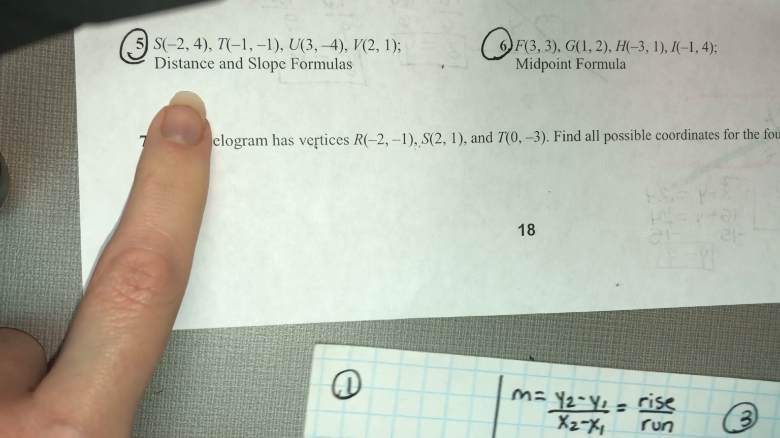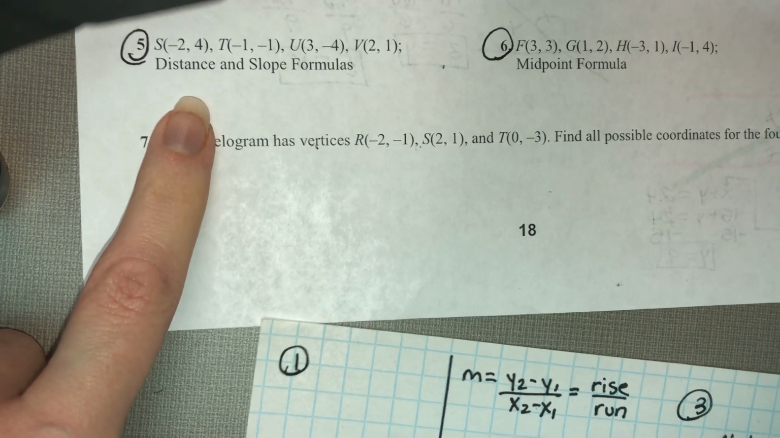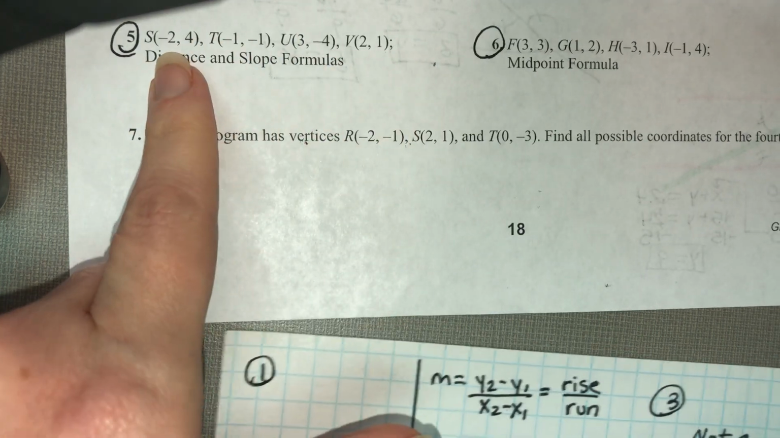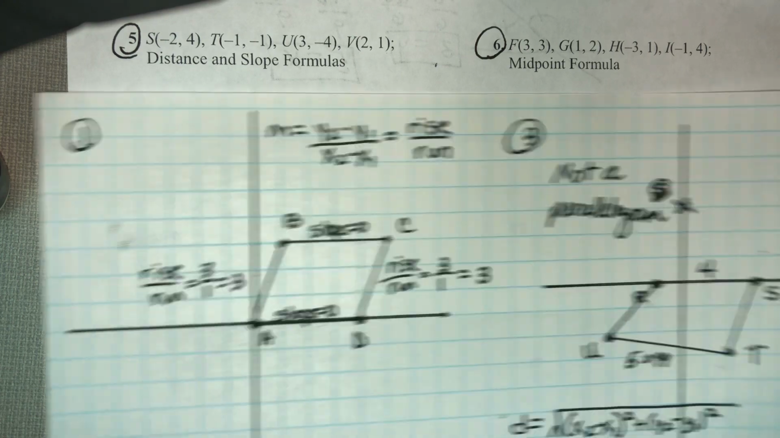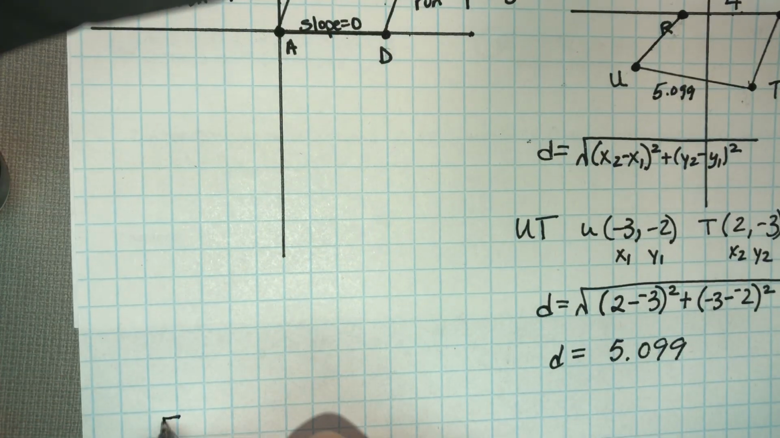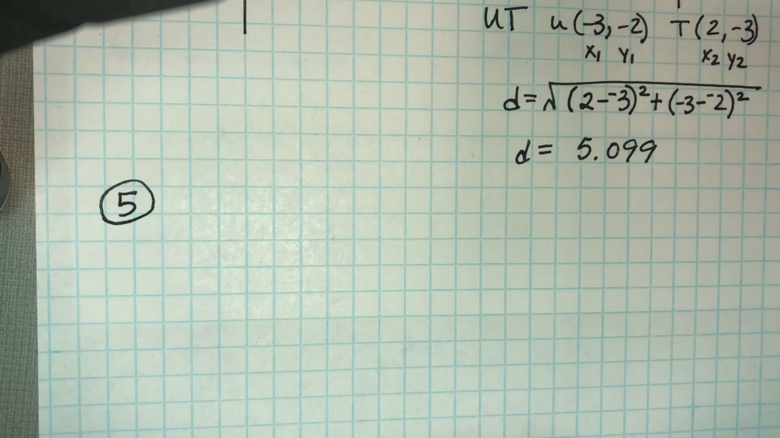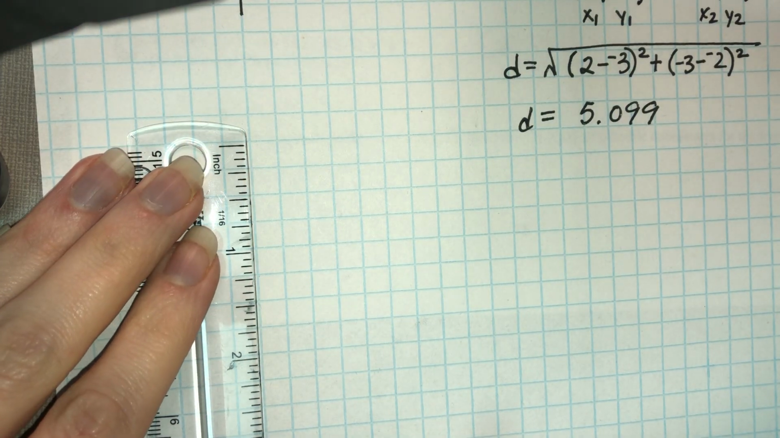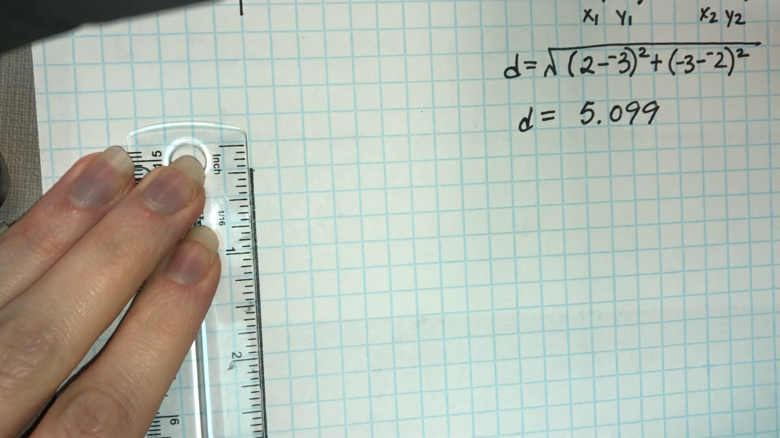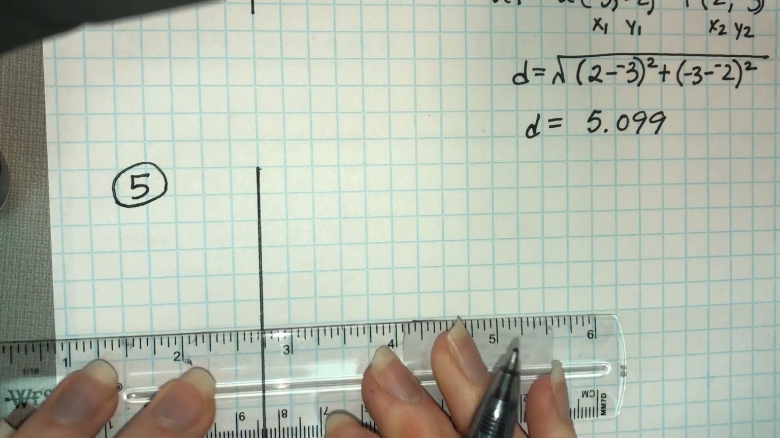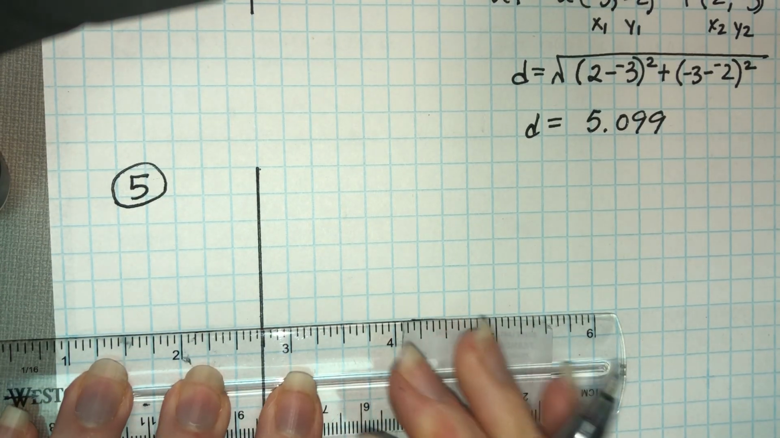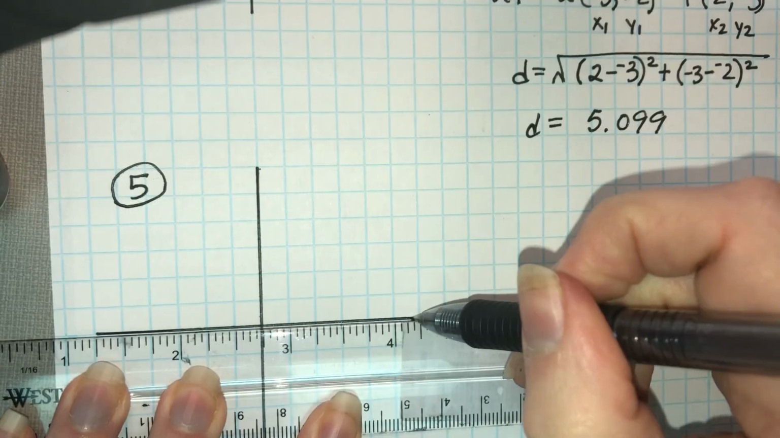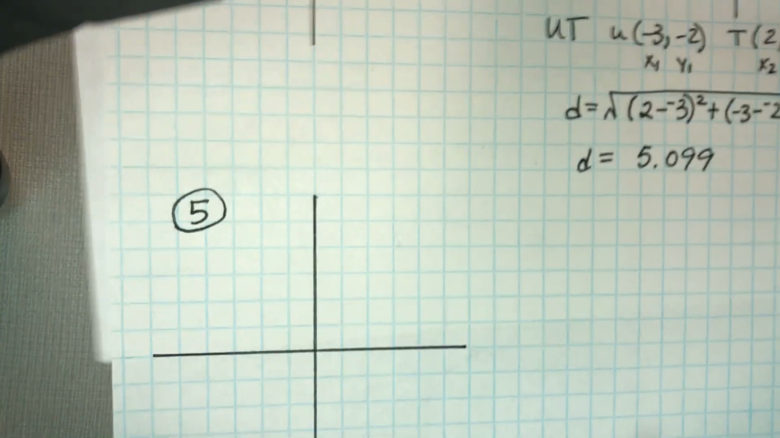Okay? All right, the next one we're going to do is number 5. We're going to use both the slope and the distance formulas on number 5. Looking through these numbers, it looks like it only goes as big as 4. So I'm going to set up a coordinate plane where I just go out as far as 4. That's all that's necessary. And we're going to plot these points.